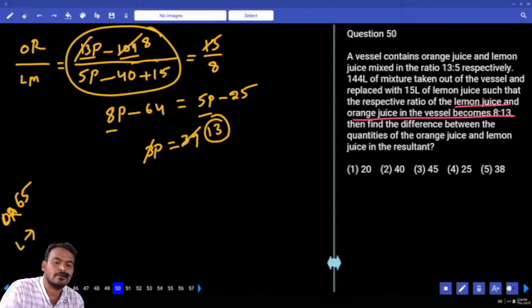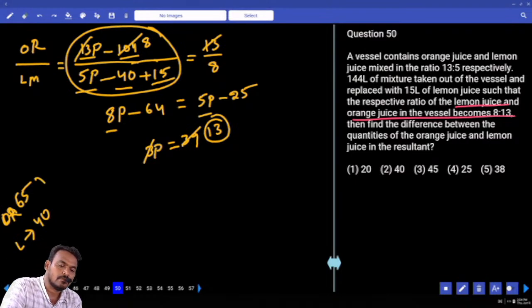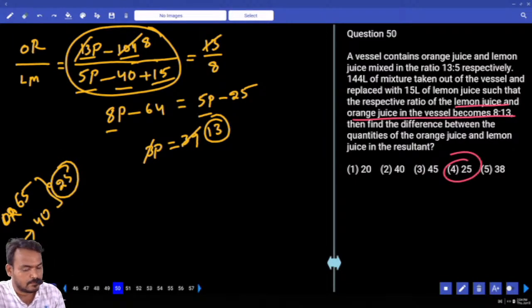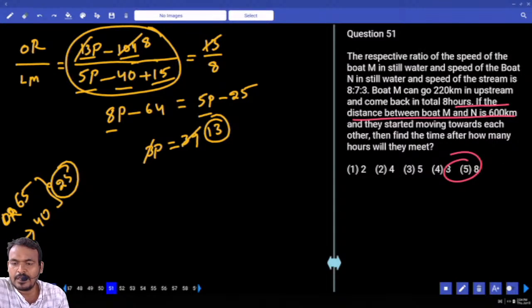Next lemon. What is the 5 parts value? 5 into 13 is 65, minus 40 is 25, and 25 plus 15 is 40. What is the difference? 25. Don't take the 13 and 8 difference. Resultant quantities means left hand side data or right hand side? Left hand side.